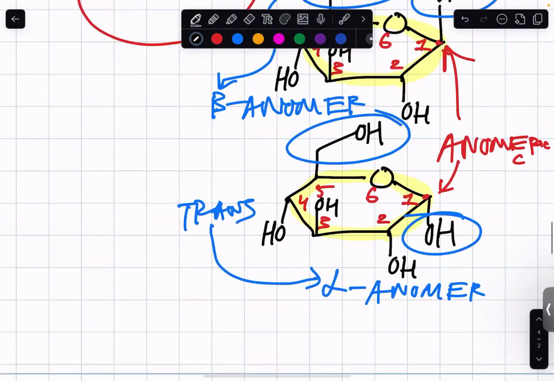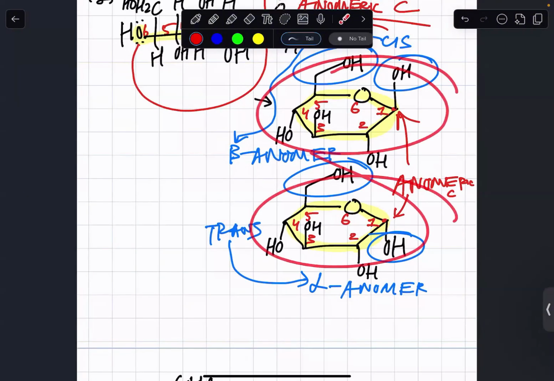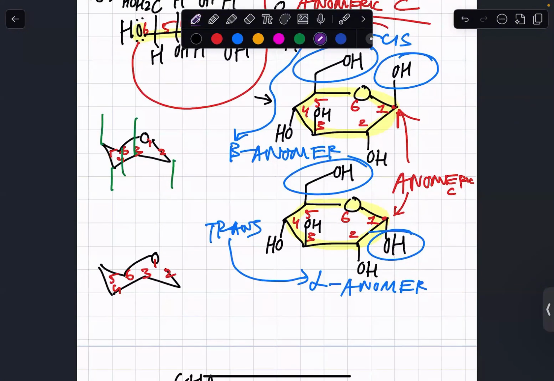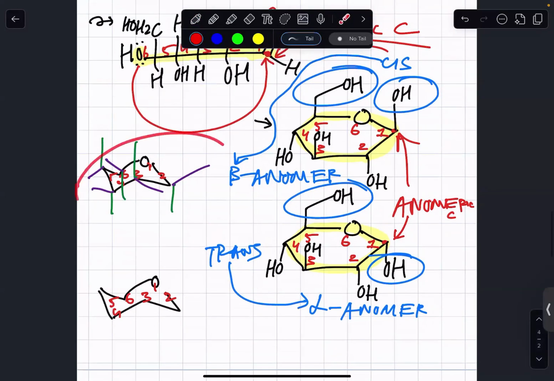Oh yeah, this is the Haworth projection. You could also convert this into these little guys, the chair, where this is 1, 2, 3, 4, 5, 6. And the axial bonds are up, down, up, down. Equatorial bonds are going to be opposite to the axial bonds. So at carbon 2 right here. Oh wait, no, that's atom 6. I numbered this incorrectly.